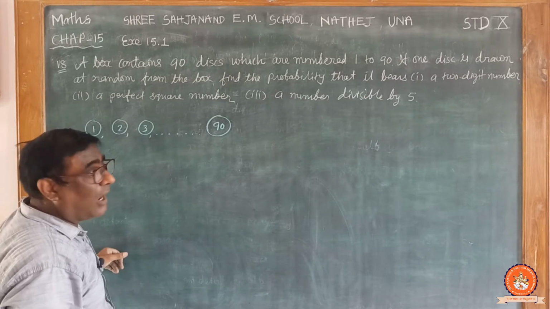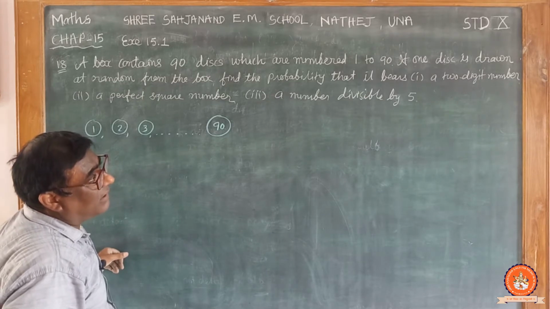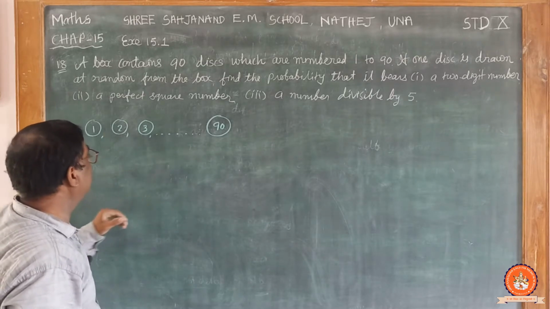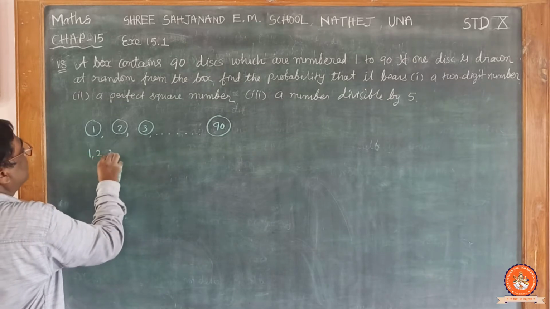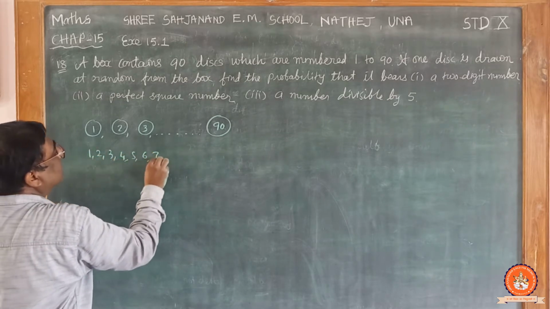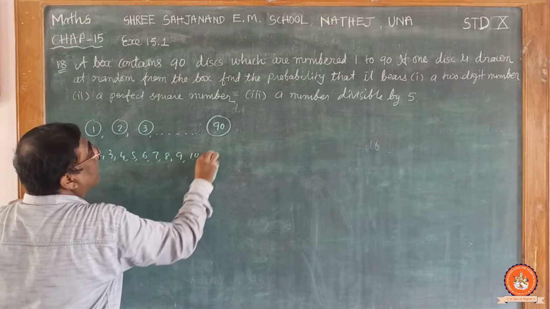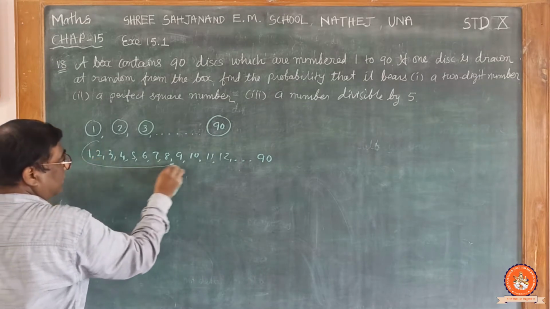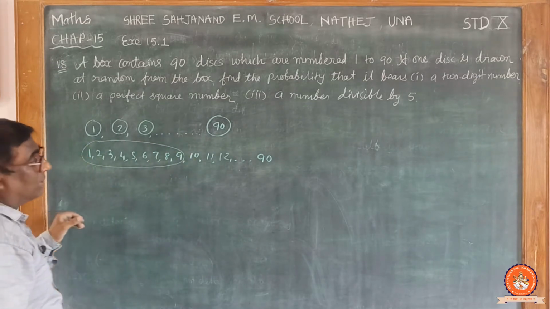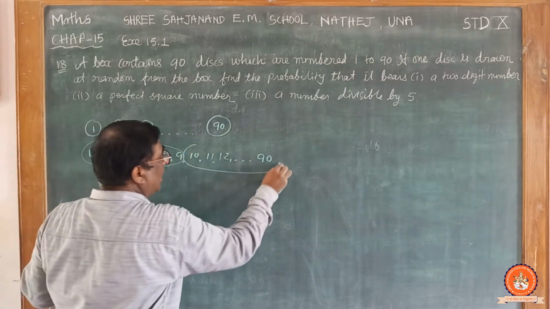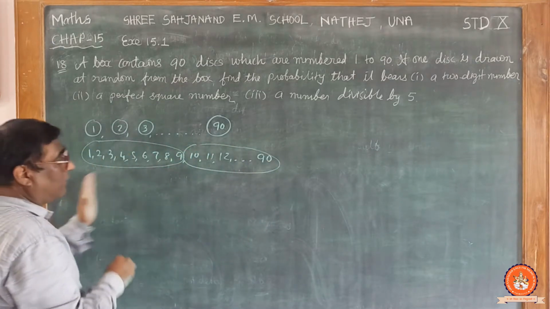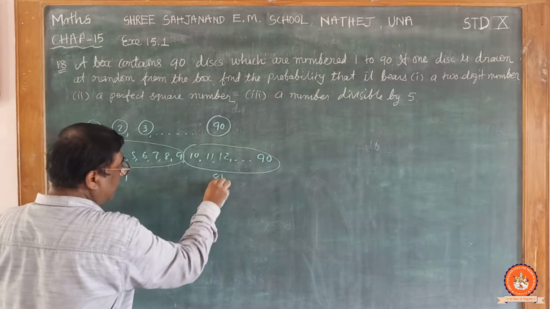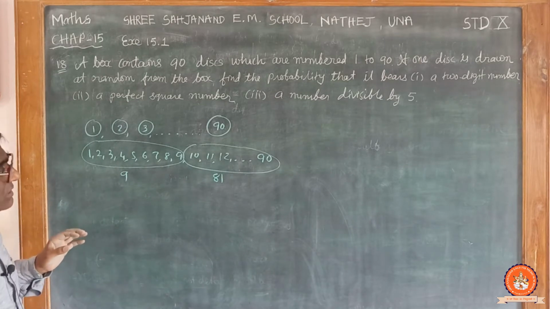My friend, how many discs will be having a 2-digit number? So from 1 to 90, you can see that it's 1, 2, 3, 4, 5, 6, 7, 8, 9, 10, 11, 12 to 19. These 9 are 1-digit numbers and the others are 2-digit numbers. So from 1 to 9 are single-digit numbers. So 81 will definitely be the 2-digit numbers.